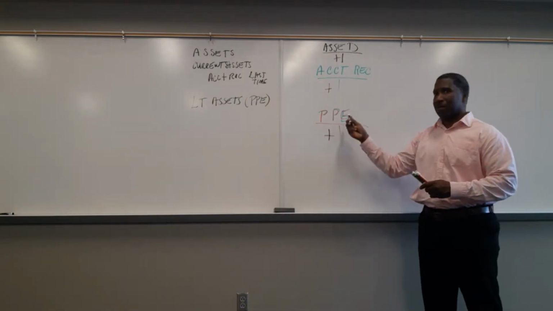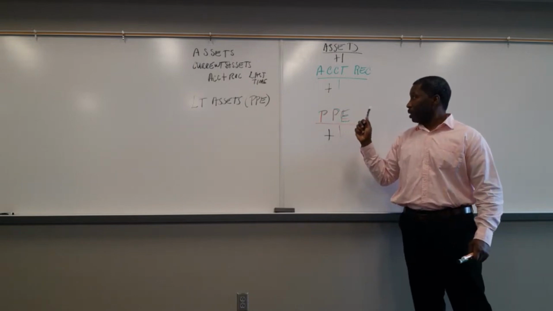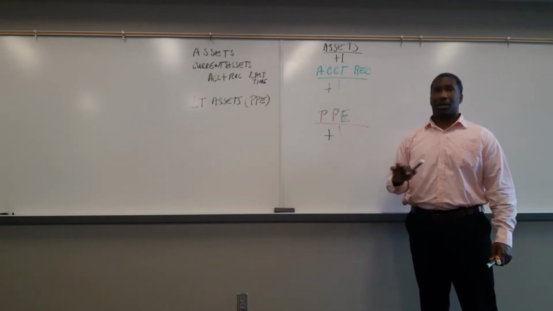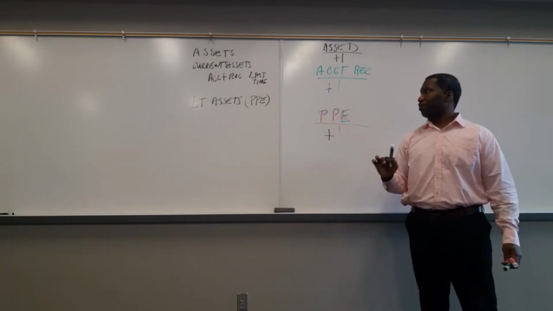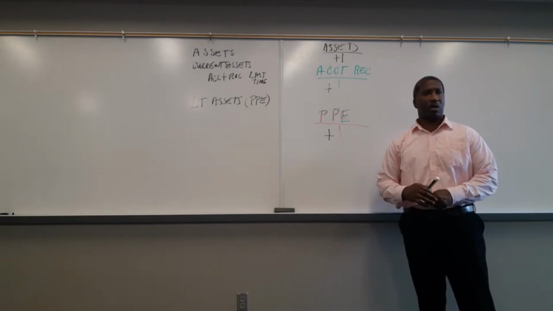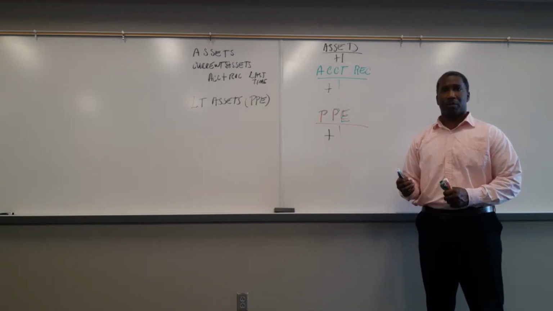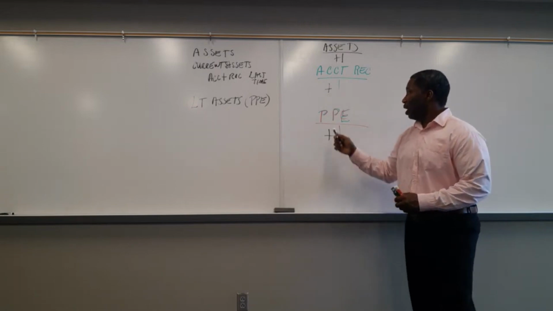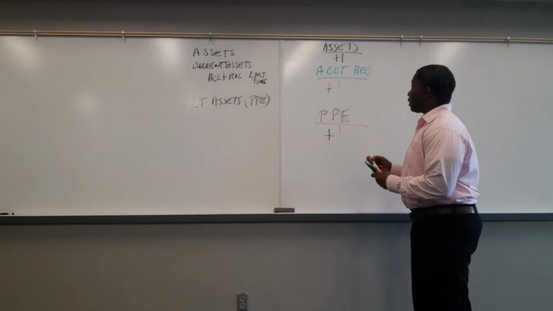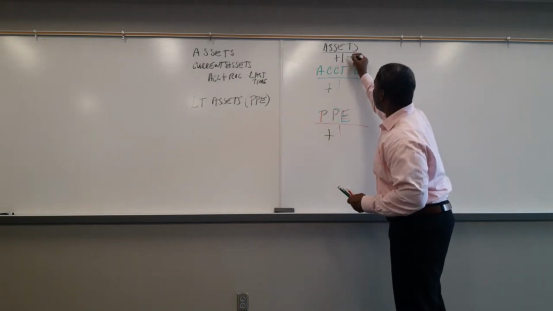So property, plant, and equipment, we're talking about anything from buildings, machinery, land. Those are going to be our big ones. Buildings, machinery, and land are the major ones we're going to look at in terms of property, plant, and equipment, okay? All of these are going to increase with the debit. Anything that decreases is going to be done with a credit.